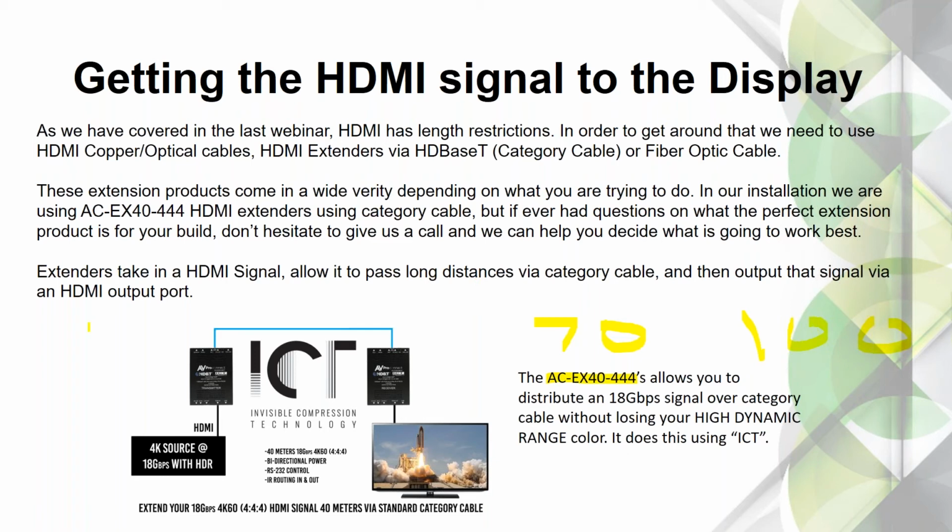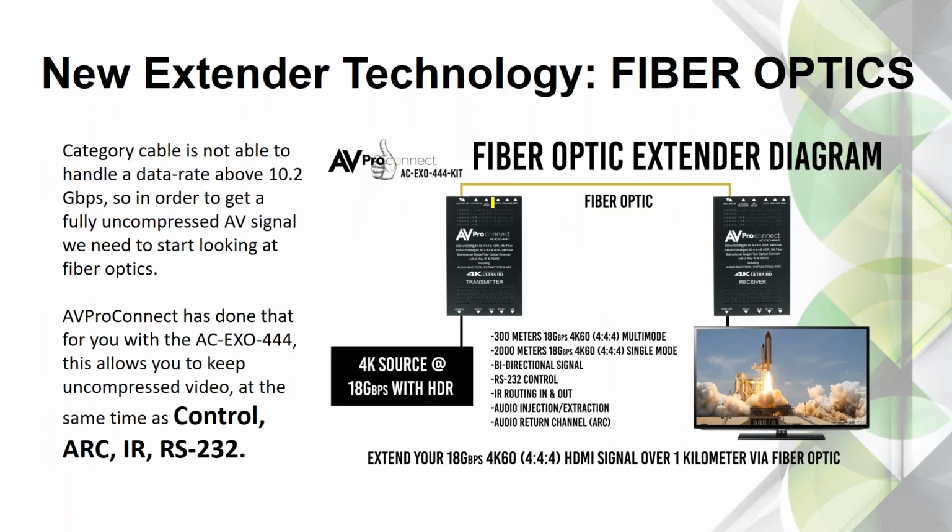We also have a brand new product, which is called the EXO444 kit. That is extended optical that does the full 444, 300 meters at 18 gig using multi-mode fiber, 2,000 meters using single mode fiber. And it has ARC, which is another one that some of y'all ask about quite a bit.